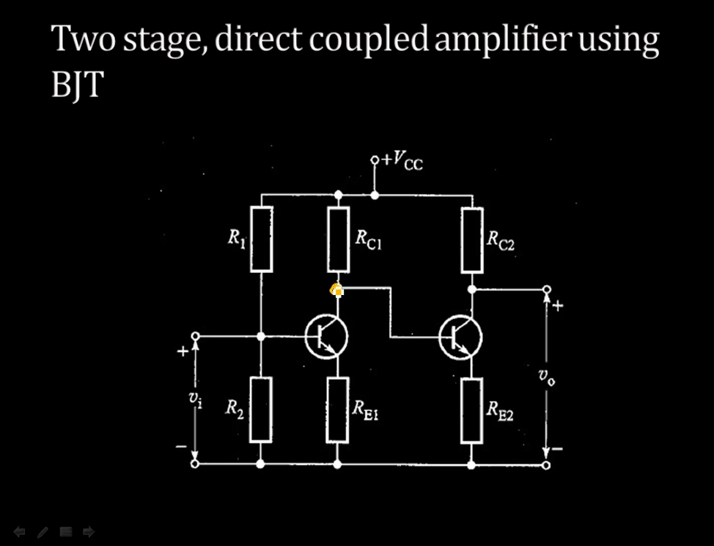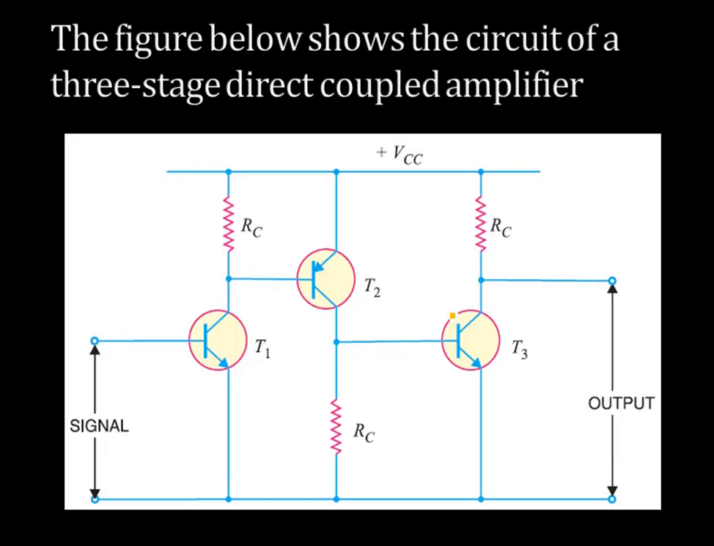Now this is a figure of a two-stage direct coupled amplifier using BJT. You can see from the output of this stage there is a direct connection to the input of the next stage. You can also see another figure which shows the circuit of a three-stage direct coupled amplifier using an NPN transistor, then a PNP transistor and again an NPN transistor. These are the two figures which you can find when you look for a direct coupled amplifier.